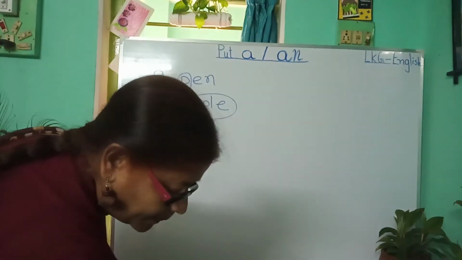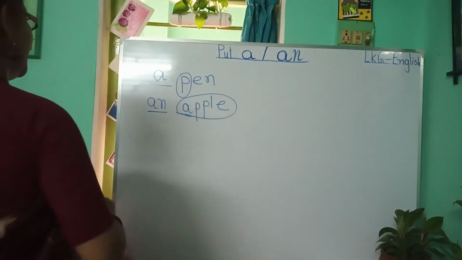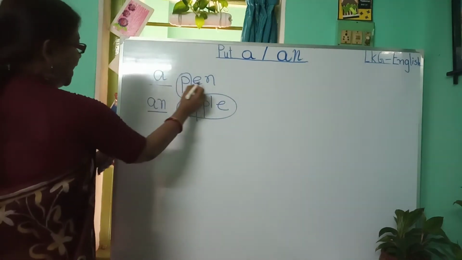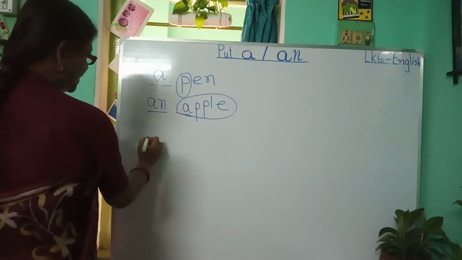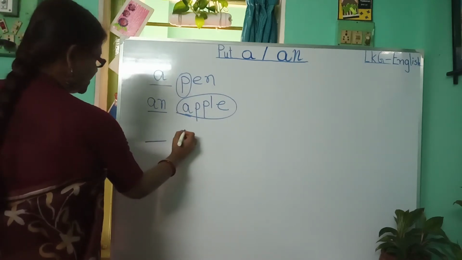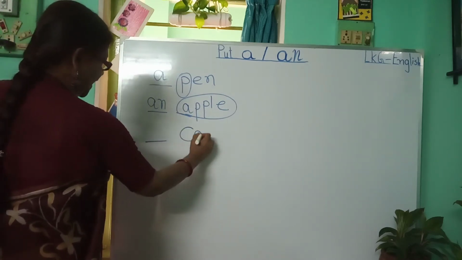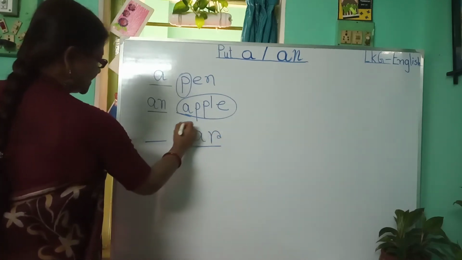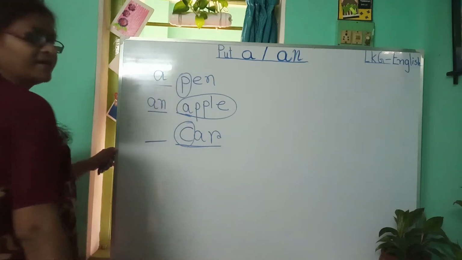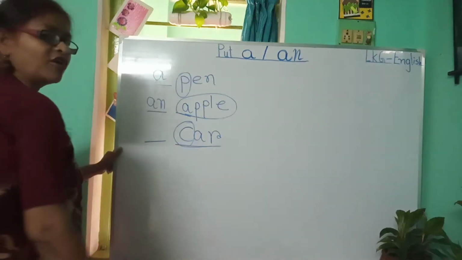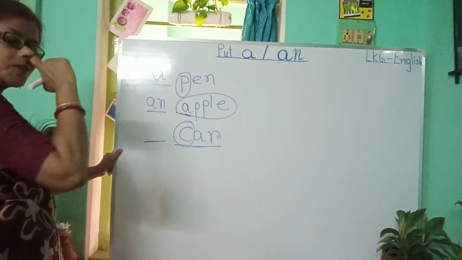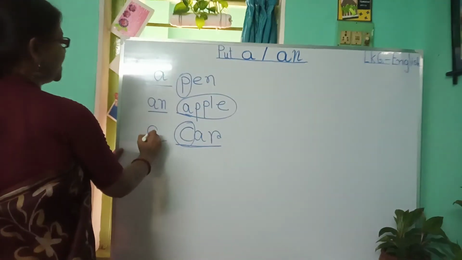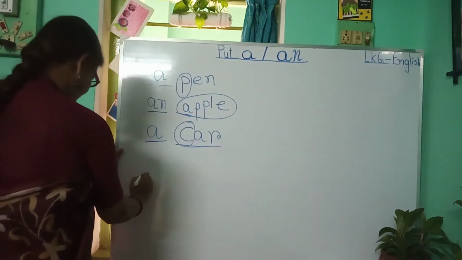Then, a pen and an apple. Look at the board. C-A-R, car. The starting letter of car is C. Is C a vowel or consonant? C is a consonant. So, I will put here a. Look at the board.